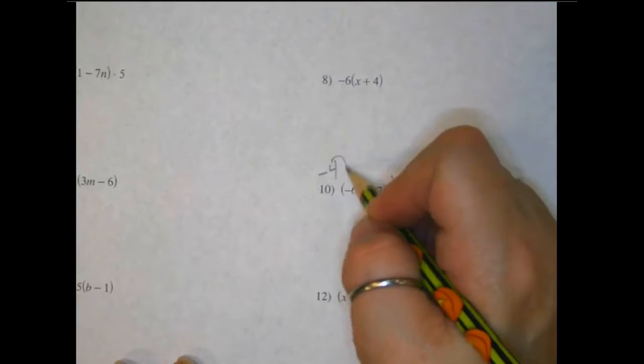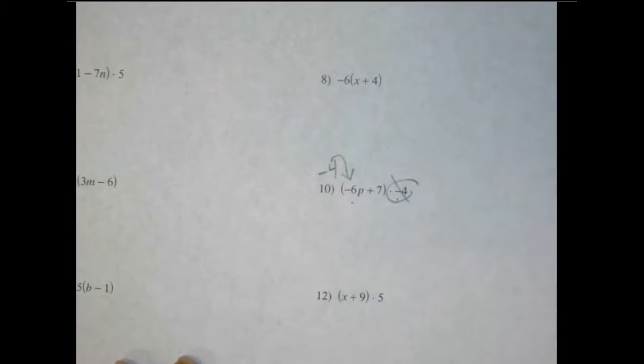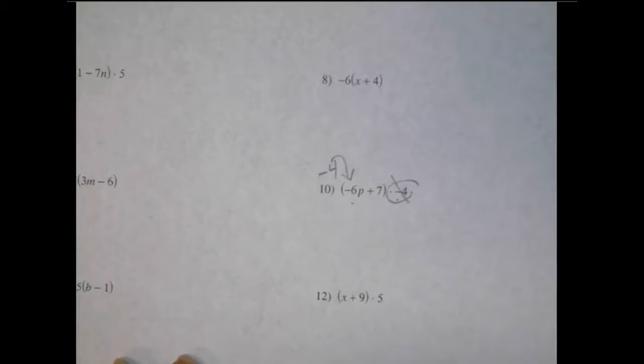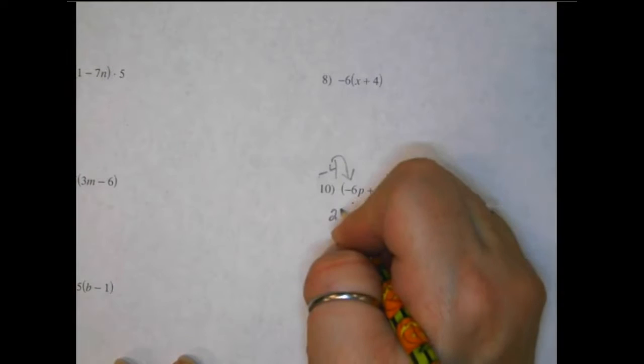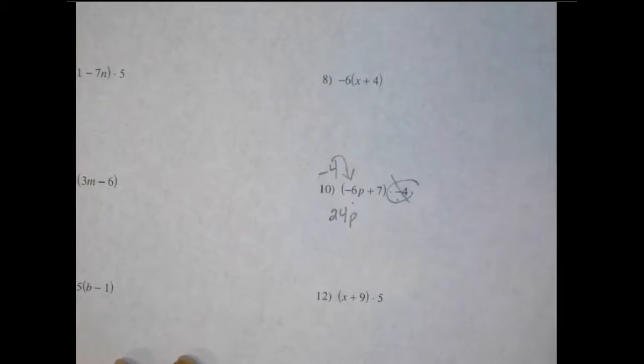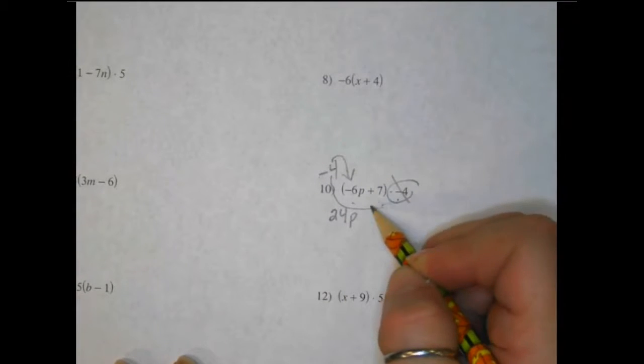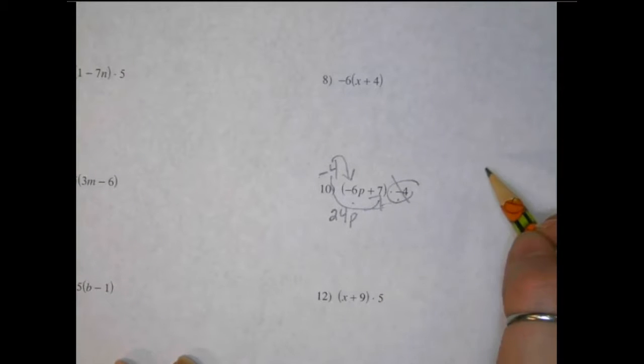I'm going to bring that out to the front here. So I have a -4 times a -6p. What is that going to give me? 4 times 6 is 24. Now I have a negative times a negative. So what's my answer going to be? So it's going to be positive 24p. Right? Then my second arrow, I'm going to go from -4 to a positive 7.